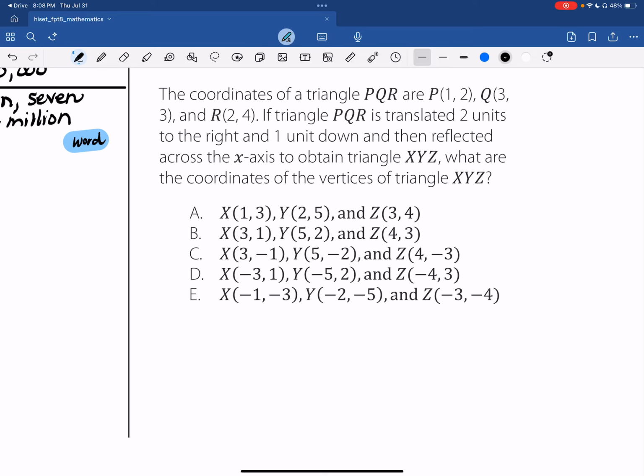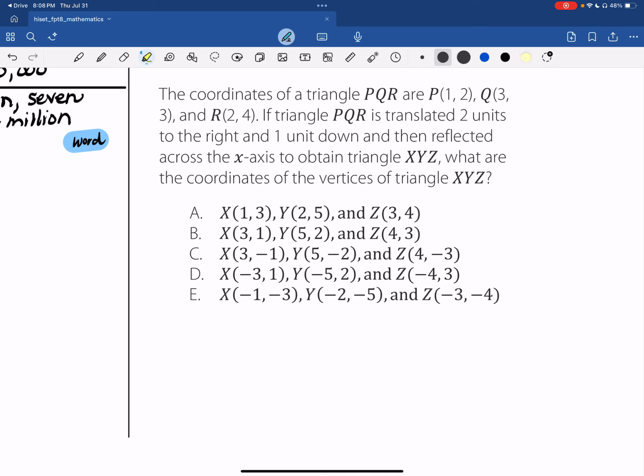Number 6, I really, really like, but it is not an easy question. The coordinates of a triangle PQR are P (1, 2), Q (3, 3), and R (2, 4). If triangle PQR is translated 2 units to the right and 1 unit down, and then reflected across the x-axis to obtain triangle XYZ, what are the coordinates of the vertices of triangle XYZ?